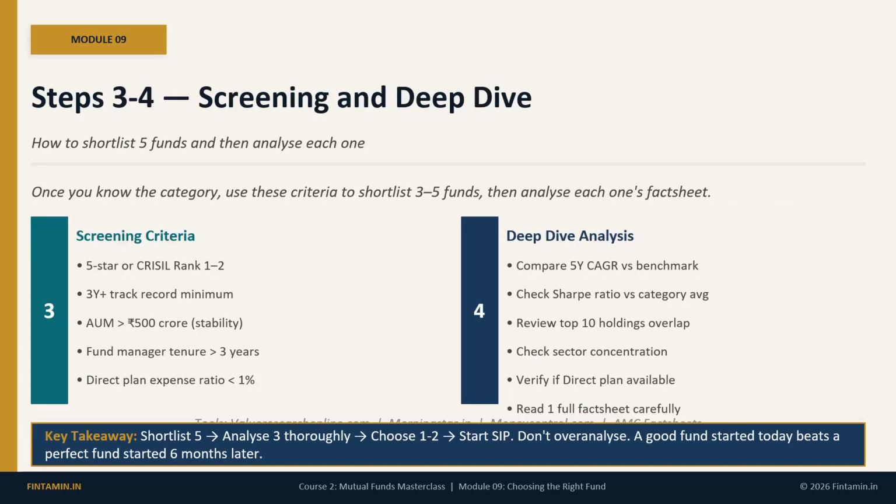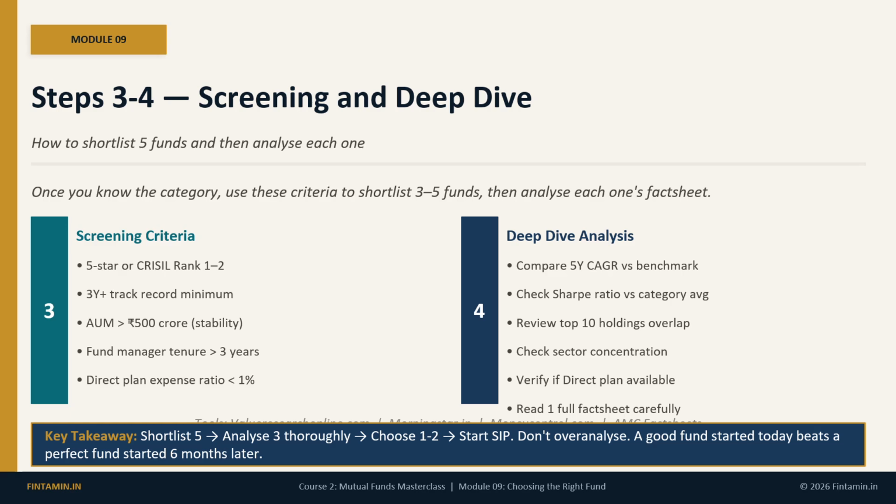Step 3 and 4 are screening and deep dive. Step 3 is the initial screening. Use valueresearchonline.com or CRISIL to shortlist funds with 4 to 5 stars. Filter for minimum 3 years track record, AUM above 500 crore for stability, fund manager tenure above 3 years and direct plan expense ratio below 1%. This shortlist should give you 3 to 5 funds in any category.